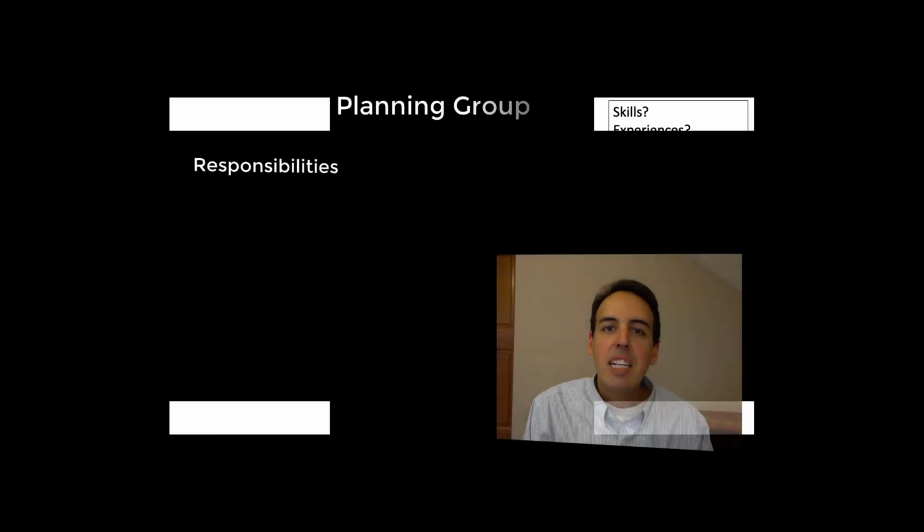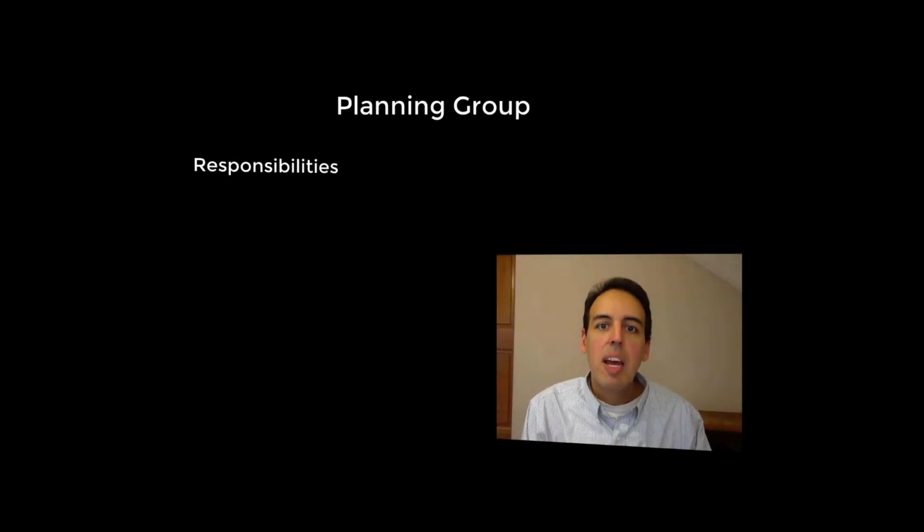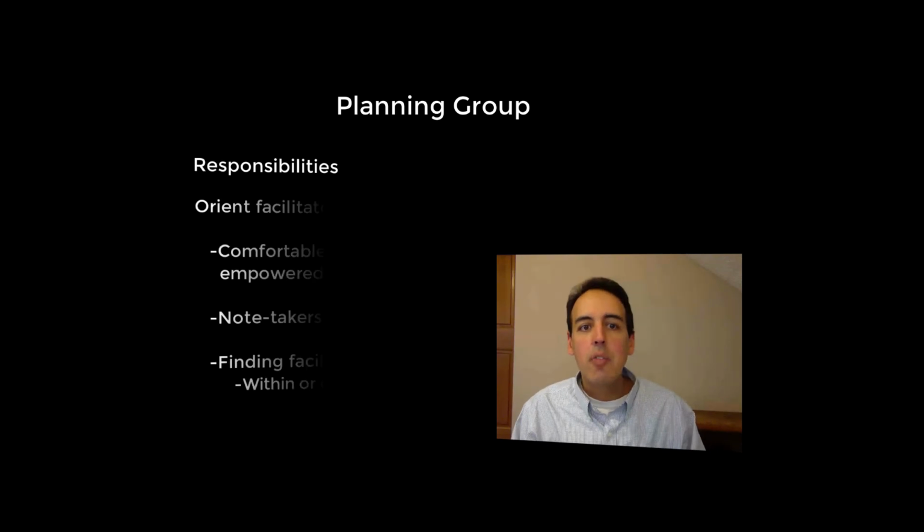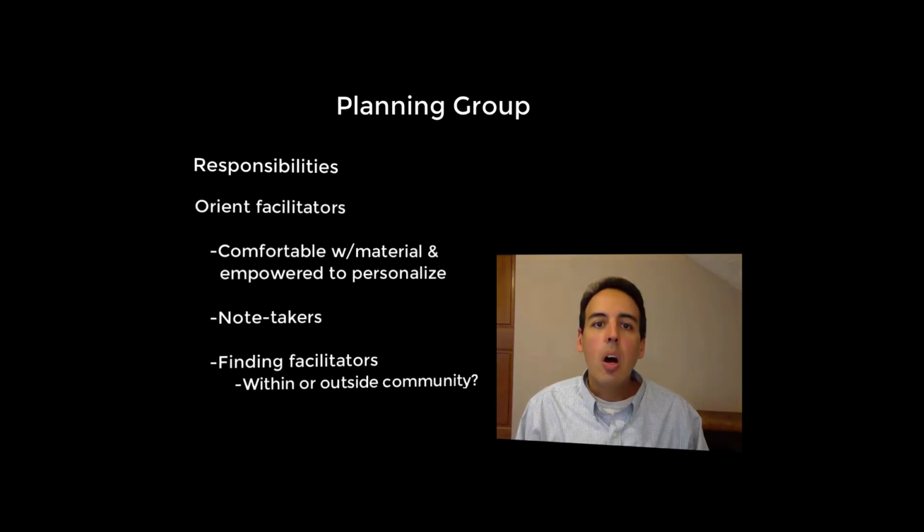A sixth key activity is training facilitators. Having trained facilitators who are comfortable with the material and who are empowered to facilitate in ways that they are comfortable is absolutely essential. You also want a note taker to help with setting up any devices such as recorders so that the facilitator can focus on relationships and interaction in the room.